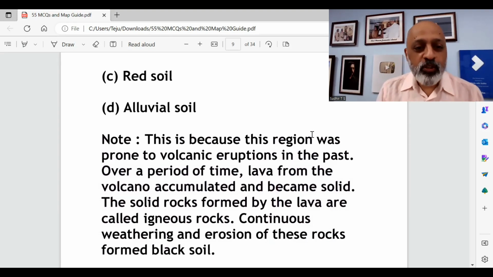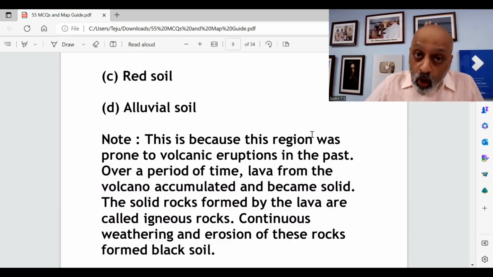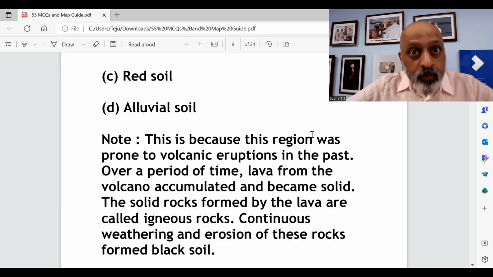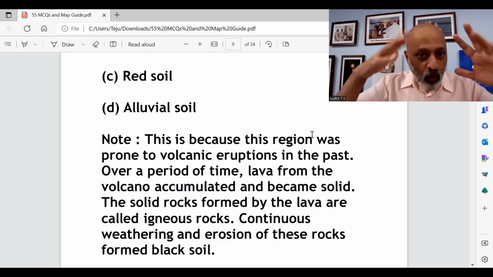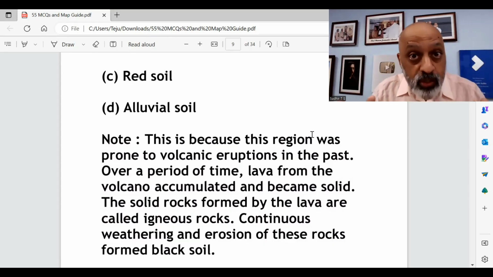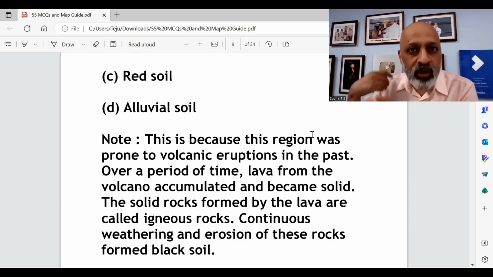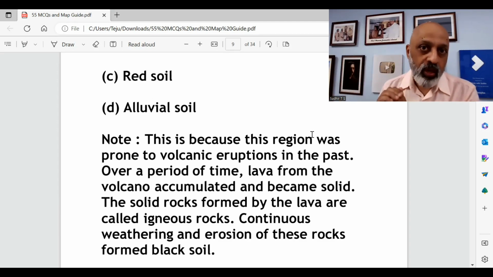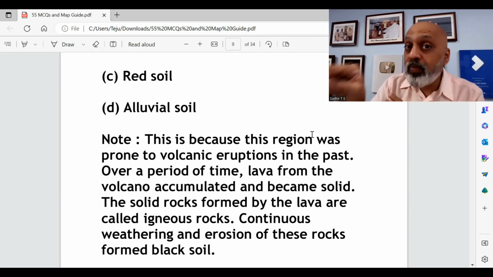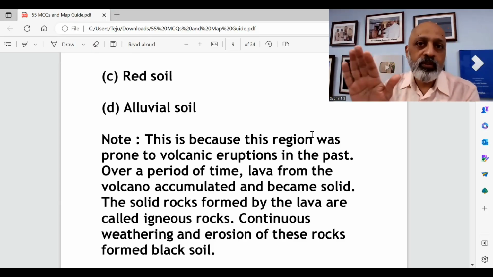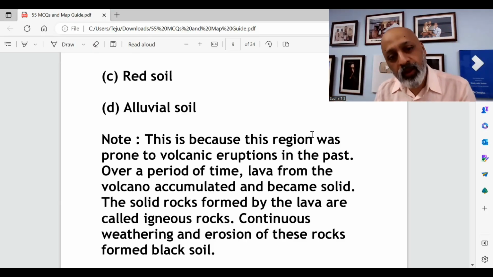This is because this region was prone to volcanic eruptions in the past. Over a period of time, lava from the volcano accumulated and became solid. So the solid rocks which were formed as a result of that lava, right, जो volcano से निकलता है, they are called igneous rocks. Igneous rocks का continuous weathering, यानी कि being subjected to different kind of weather conditions, heat, cold, rain, everything, and the erosion of these rocks, they formed black soil. So if you get a question as to how is black soil formed, ये पैराग्राफ को चिप देना, मार्क्स मिल जाएंगे. ओके.